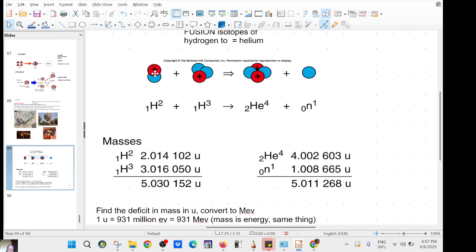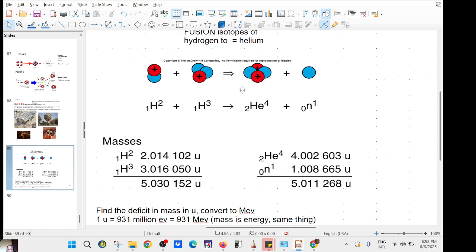So the way you will do that, you will take an isotope of hydrogen, which is deuterium. You combine that with tritium. You need very high temperature and high pressure. And the product here will be helium and a neutron. And most of the energy released will be in the kinetic energy of the neutron. Some of it will be in the kinetic energy of the helium.